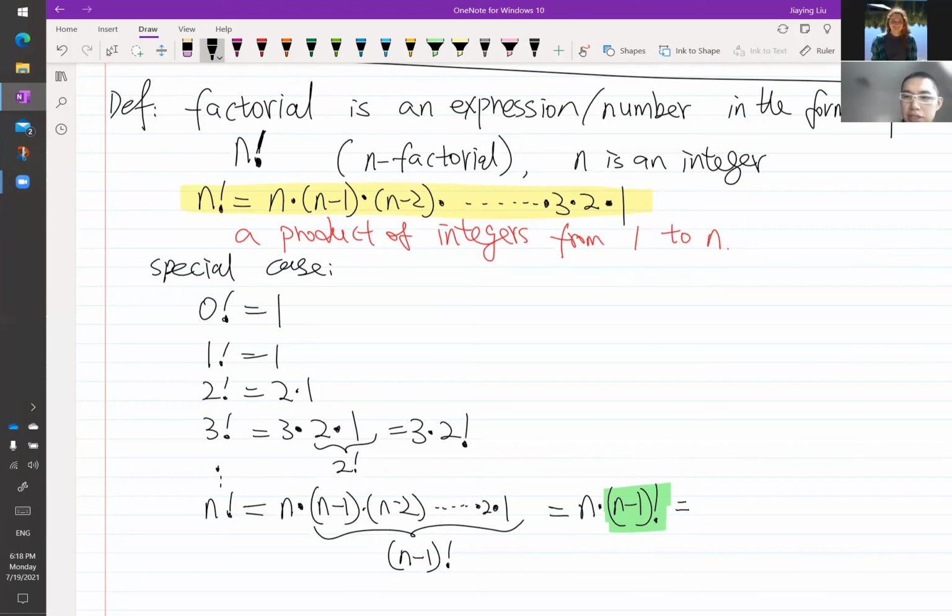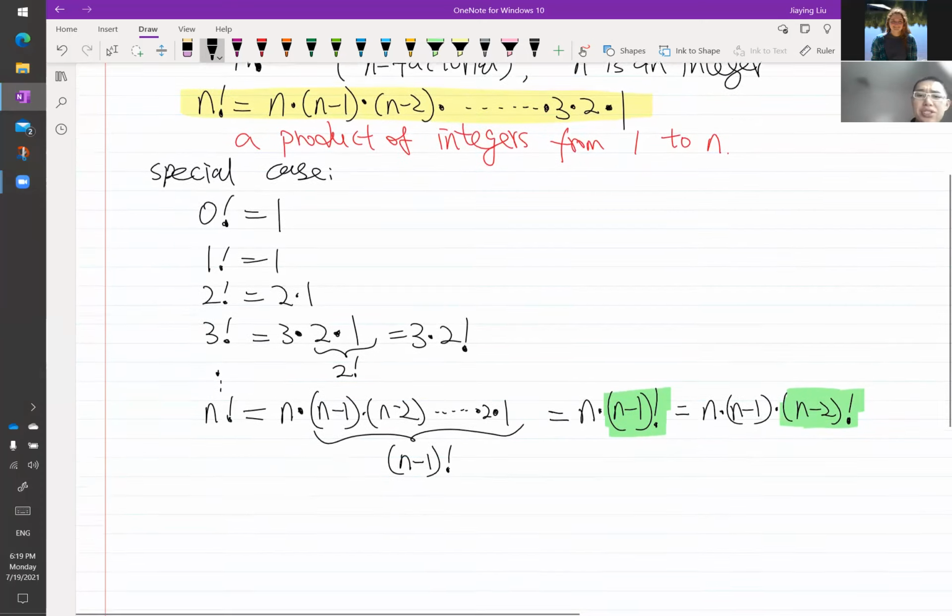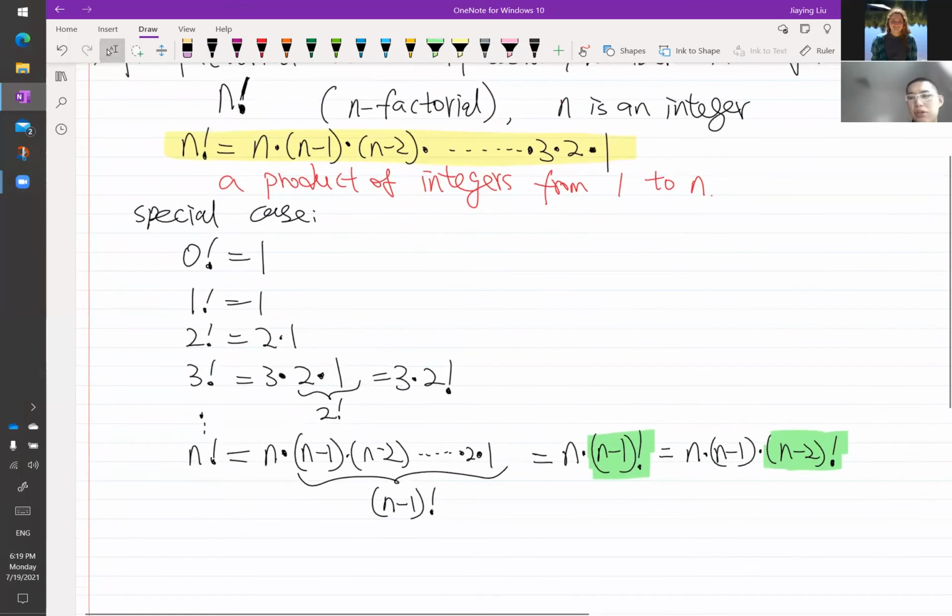You can also write this as n times n minus 1 times n minus 2 factorial. And again, the exclamation part is applied to n minus 2, so n minus 2 factorial times the other two parts. And then you can continue to expand it. This allows you to simplify a lot of terms in a fraction. So that's a factorial. Any questions on that?